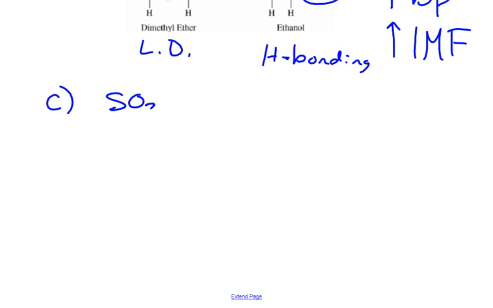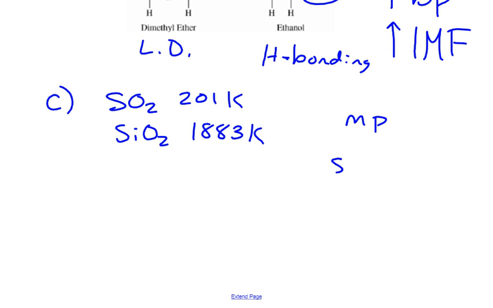SO2 melts at 201, while SiO2 melts at a crazy number. Account for the differences in melting points. So please understand that's from a solid to a liquid. So clearly, which one has a stronger IMF, SO2 or SiO2? By a lot.